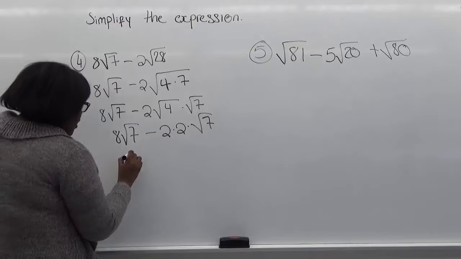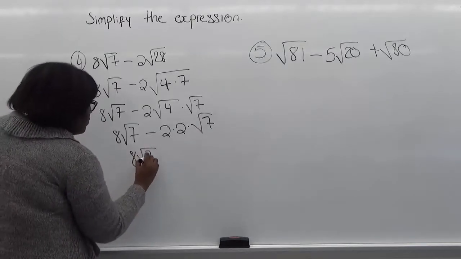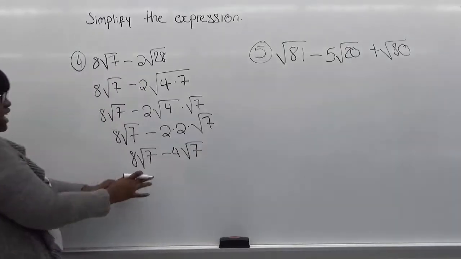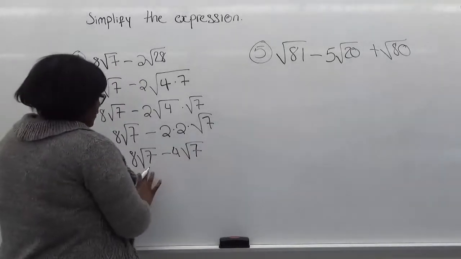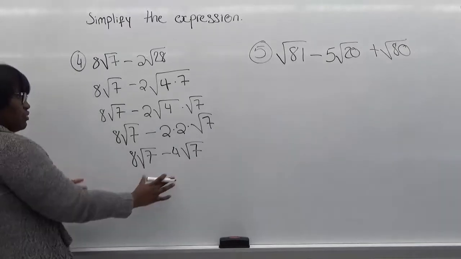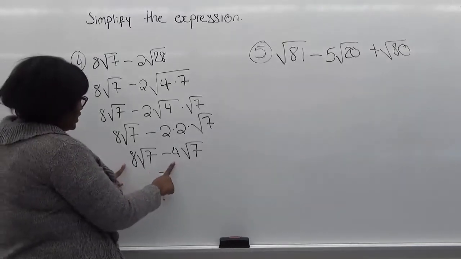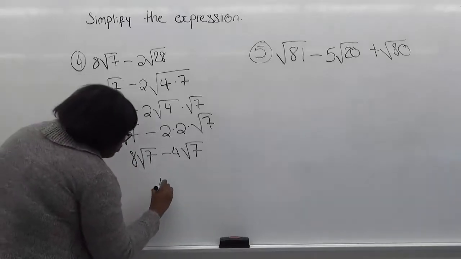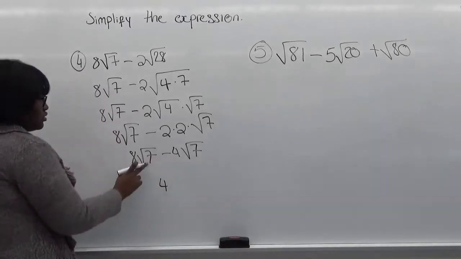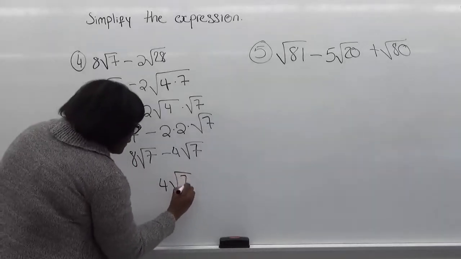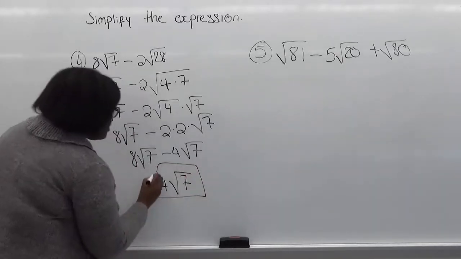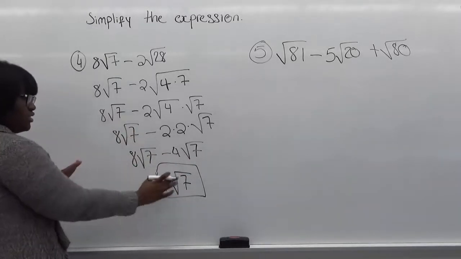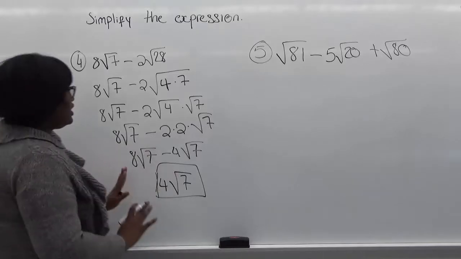Again, multiply this out. 8 times the square root of 7 minus 4 times the square root of 7. As you can see, these two terms both have the square root of 7 beside them, so we can subtract their coefficients. So 8 minus 4 will give us 4, and then we put back the square root of 7. And that will be our final answer. We do not subtract the 7, we keep the radical 7 as it is. We don't do anything with that.